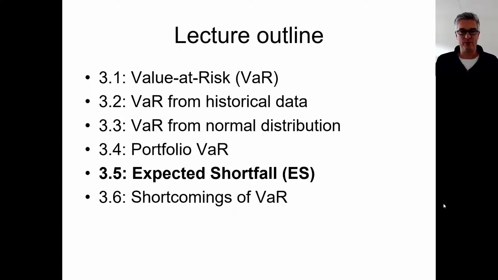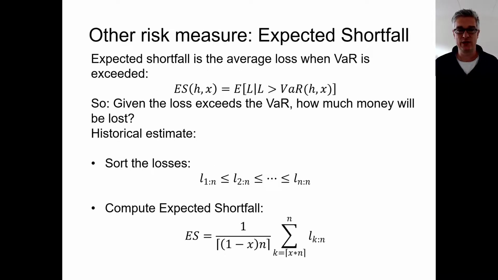Hello everyone, welcome back to the final part of lecture number 3, and now we're going to talk about expected shortfall. So far we've talked about value at risk. So what is the level of losses that won't be exceeded a certain percentage of the time? And now expected shortfall is, hey, what if we exceed this value at risk level? So if we exceed this boundary, then what will our losses be?